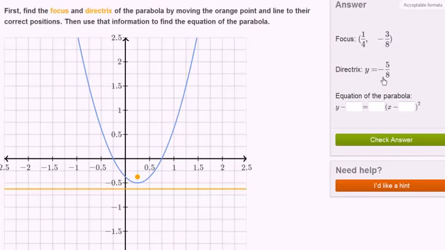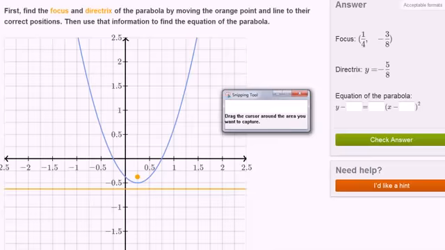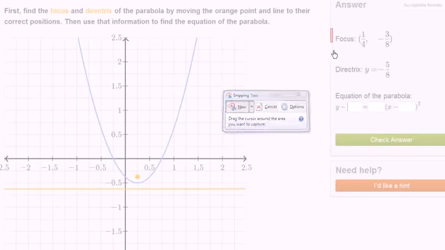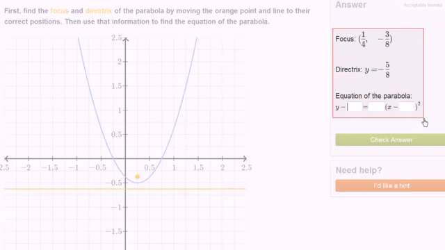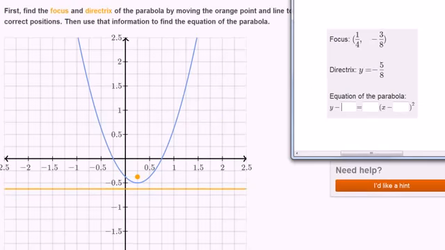So now let's try to use that information to actually find the equation of the parabola in this form right over here. And this is going to involve a little bit of algebra for us. So let me copy and paste this so that we know what we need. And let me open my little scratch pad up. All right, so this is our information, and we need to figure out the equation of the parabola.